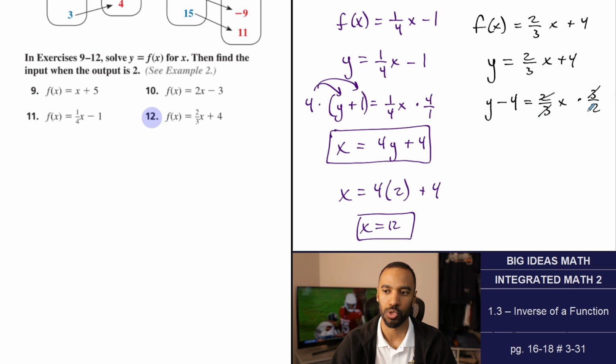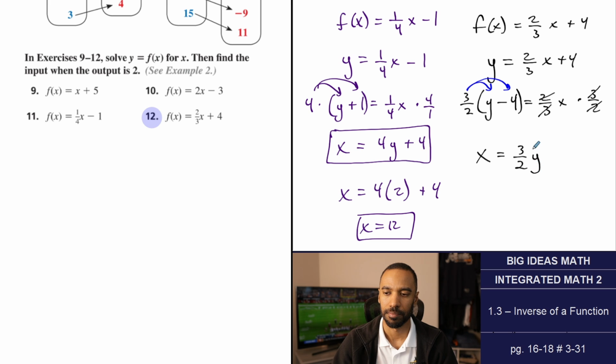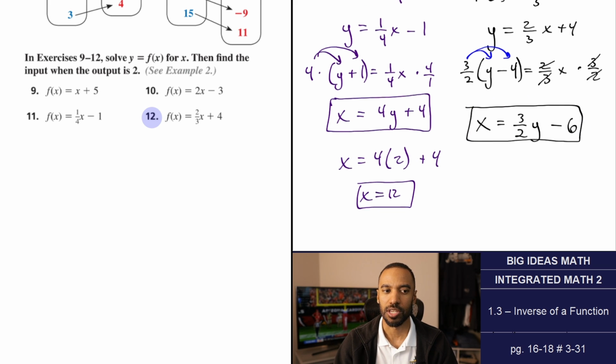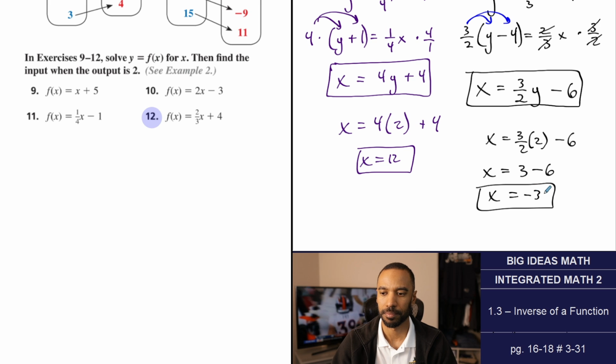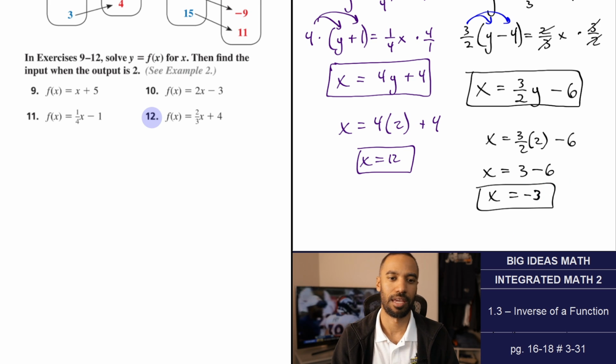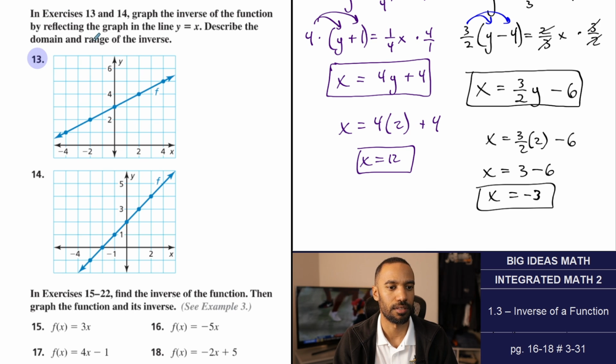3 over 3 is 1. 2 over 2 is 1. You're left with x. Multiply this side by 3 halves. Parentheses. I will go ahead and distribute this one. This will give us x equals, so 3 halves y. And then 3 halves times 4 is 6. So minus 6. All right, let's substitute 2 into there. 3 halves of 2 is 3. And 3 minus 6 is negative 3. Okay. All right. So that's 3 through 12.